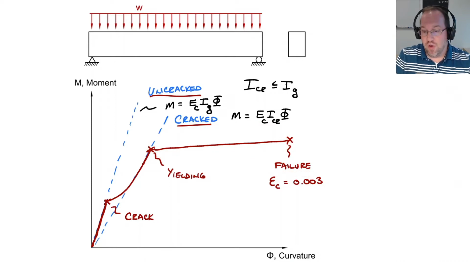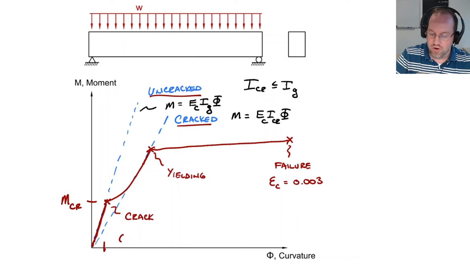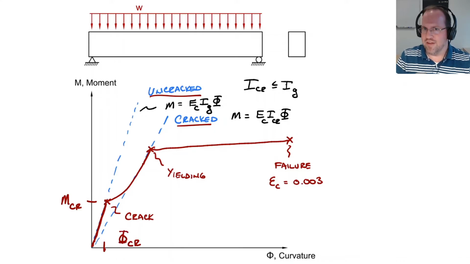Now in this video, I'm worried about the uncracked stage right here, and I want to find when that stage ends. And that will be at a moment called M sub CR, that's our cracking moment, and that's associated with a curvature φ_CR, my cracking curvature. So let's get down to business.